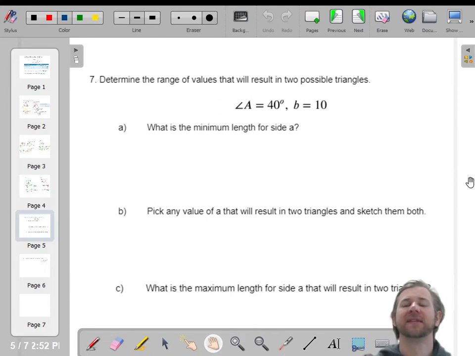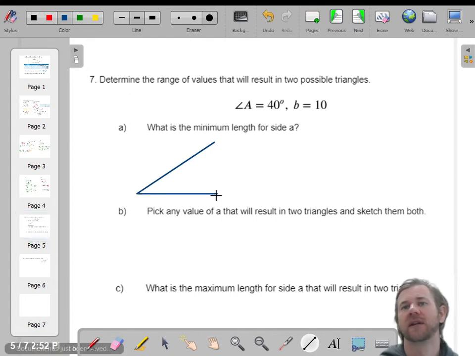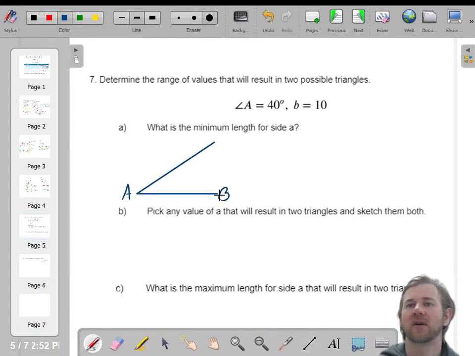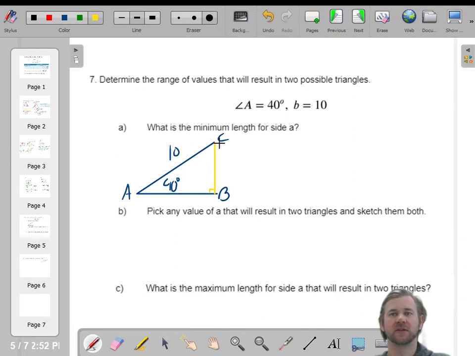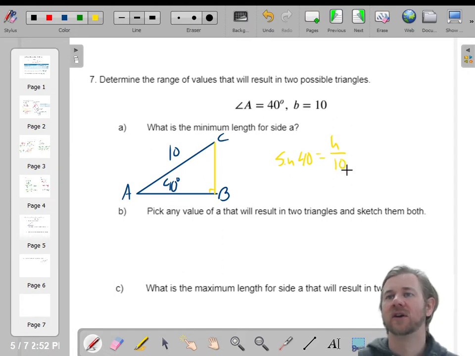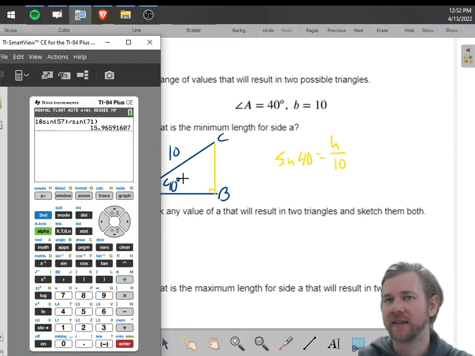All right, so let's talk about this SSA a little bit more, the side-side-angle deal. First thing, if I give you two bits of information, let's draw it. It's 40 degrees at A, I'll call that C, and little b is 10. But what I want to know first is, what is the minimum length for the side? Right there, that length, if you were to draw it straight down, that's the shortest way you could connect those two. So I want to imagine it's a right triangle, and I'm going to say the sine of 40 is whatever that height is over 10. And then to solve that, this is right triangle trig, you just multiply both sides by 10.